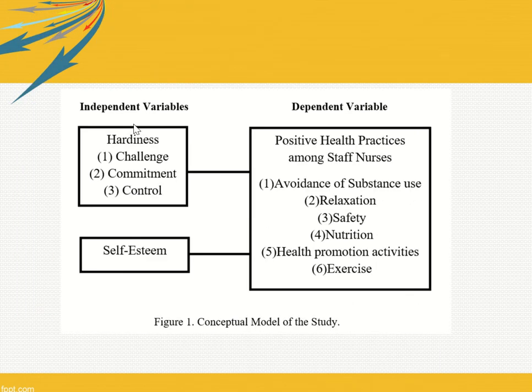So we have two independent variables, si hardiness at self-esteem. Si hardiness, meron tayong tatlong subscales. And then for the dependent variable, we have one only, positive health practices. And then we have 6 subscales. So again, make your conceptual model a simple one.